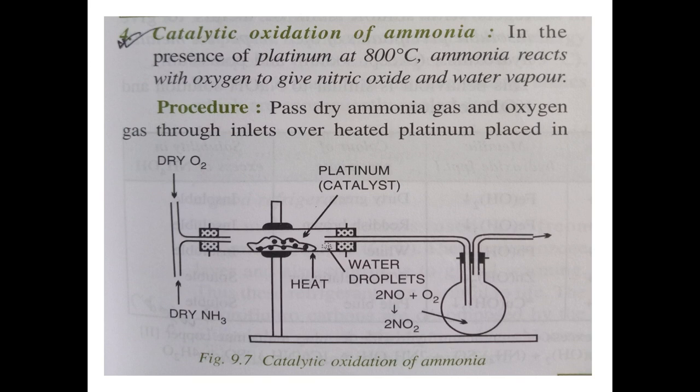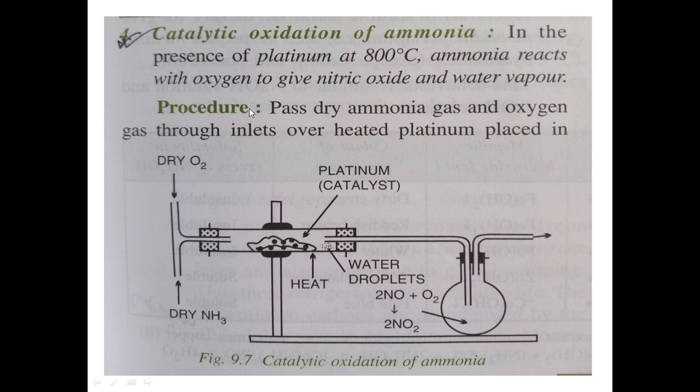In the presence of platinum at 800 degrees Celsius, ammonia reacts with oxygen to give nitric oxide and water vapor. So simply if we burn ammonia in oxygen, we get nitrogen gas and water vapor. But if we do catalytic oxidation of ammonia, that means using a catalyst, we get nitric oxide and water vapor. So this is the difference. In simple oxidation of ammonia, we get nitrogen gas and water vapor, but in catalytic oxidation, that means in the presence of platinum, we get nitric oxide and water vapor.